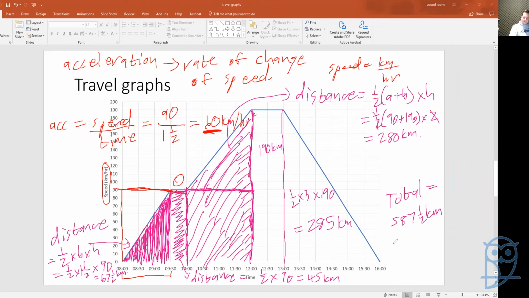587 and a half. And then if you wanted to calculate the average speed over the entire trip, you would have to take that distance, divide by how long they were traveling, which is from 8 to 4, which is 8 hours. And that comes out at 73.4375 kilometers per hour.